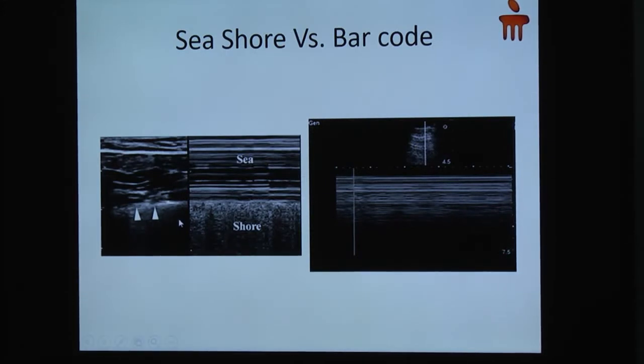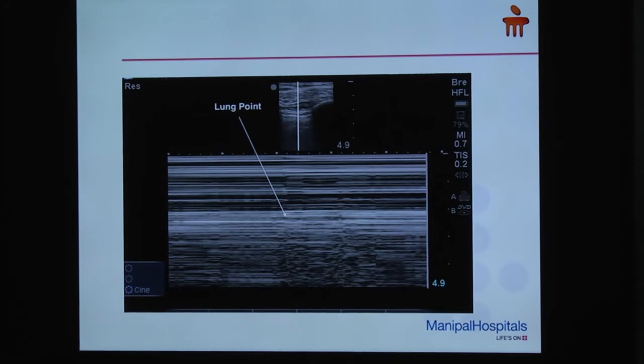Here, just to explain, this is how the normal lung will look, and this is how the patient with pneumothorax will look. There is another very important point. This is a positive point actually. Most of the things in pneumothorax are negative: if it is not there, it will be. But if a lung point is present, then you can say 100% that the patient has a pneumothorax. It's very pathognomonic of pneumothorax.